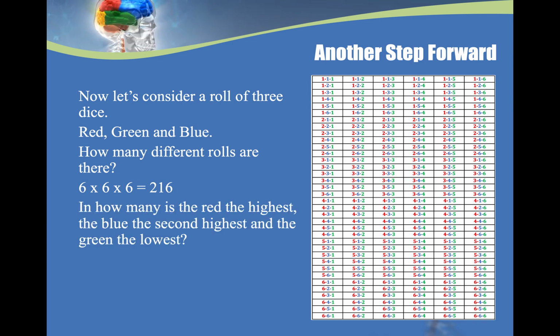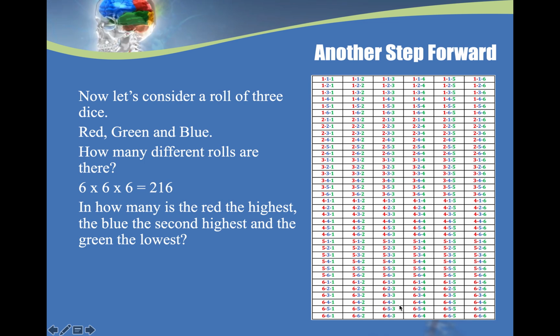Here's a question. In how many of these rolls is red the highest, blue the second highest, and green the lowest? There can't be any ties. The red has to be the highest, the blue has to be second highest, and the green has to be lowest. Let's find them. Let me see. 6 5 4. Here's one. The red is 6, the blue is 5, the green is 4. 6 5 3, 6 5 2, 6 5 1. Those all work. That's 4.